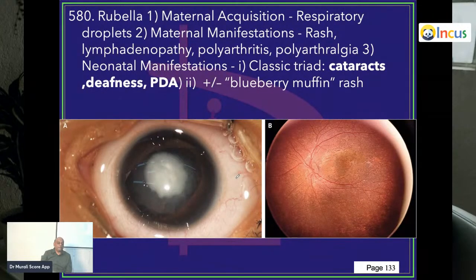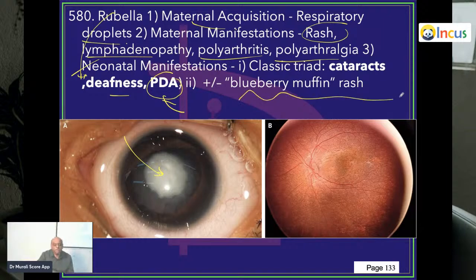Then how about rubella? We are talking about the TORCH group of infections. It can be from the mother to the baby by respiratory droplets. Mother can show rubella manifestations in the form of rash, lymphadenopathy, polyarthritis, polyarthralgia. But when it goes to the baby, then the neonate can show the classic triad of rubella. What are they? Cataract, deafness, and PDA.